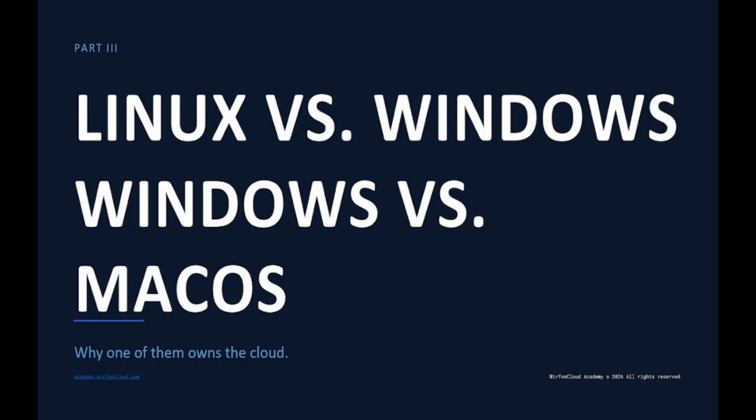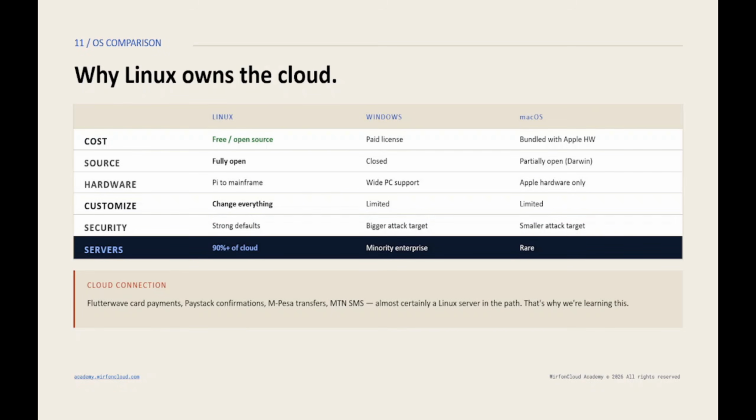Part 3. Linux is one of 3 big general-purpose operating systems, alongside Windows and macOS, but only one of them dominates servers. Why? Here's a quick comparison so that you can articulate the answer in an interview. Let's walk through the table. Cost. Linux is free. Windows is paid per machine. macOS is bundled with Apple hardware.